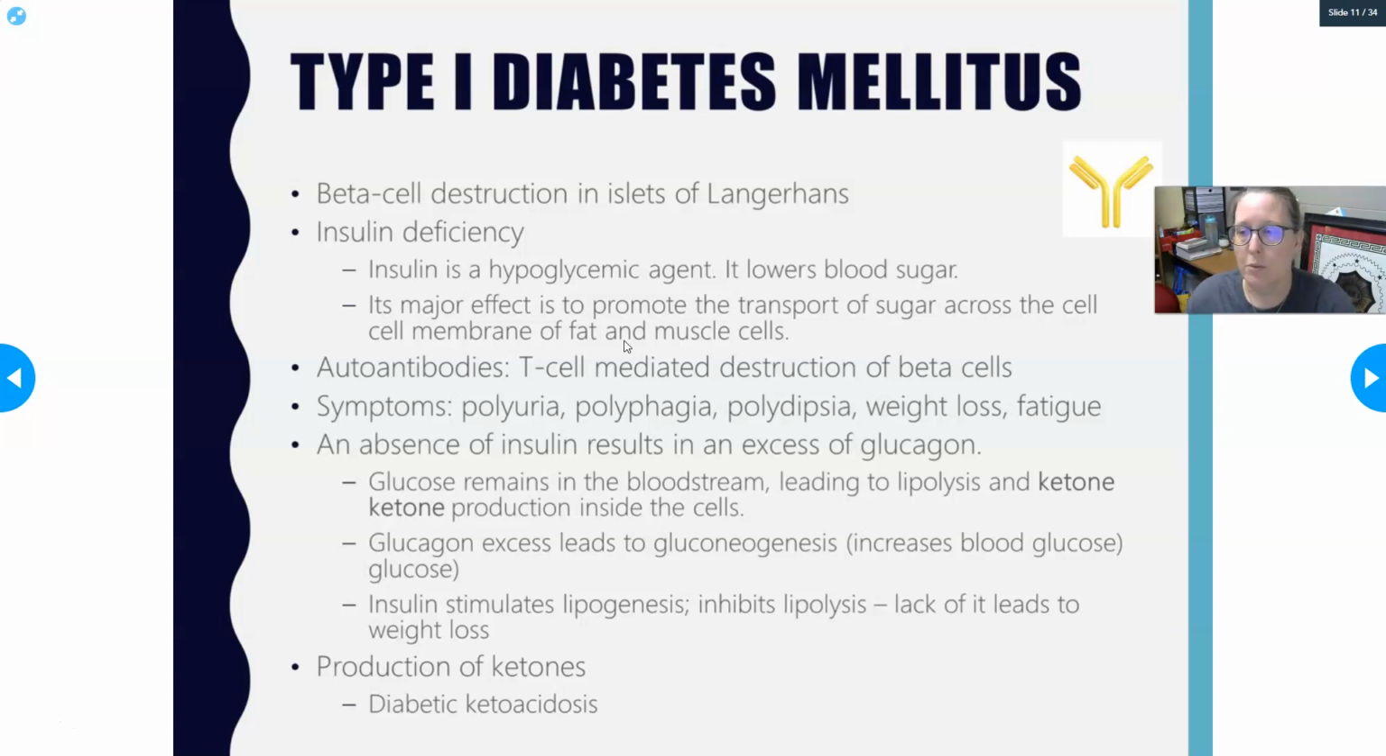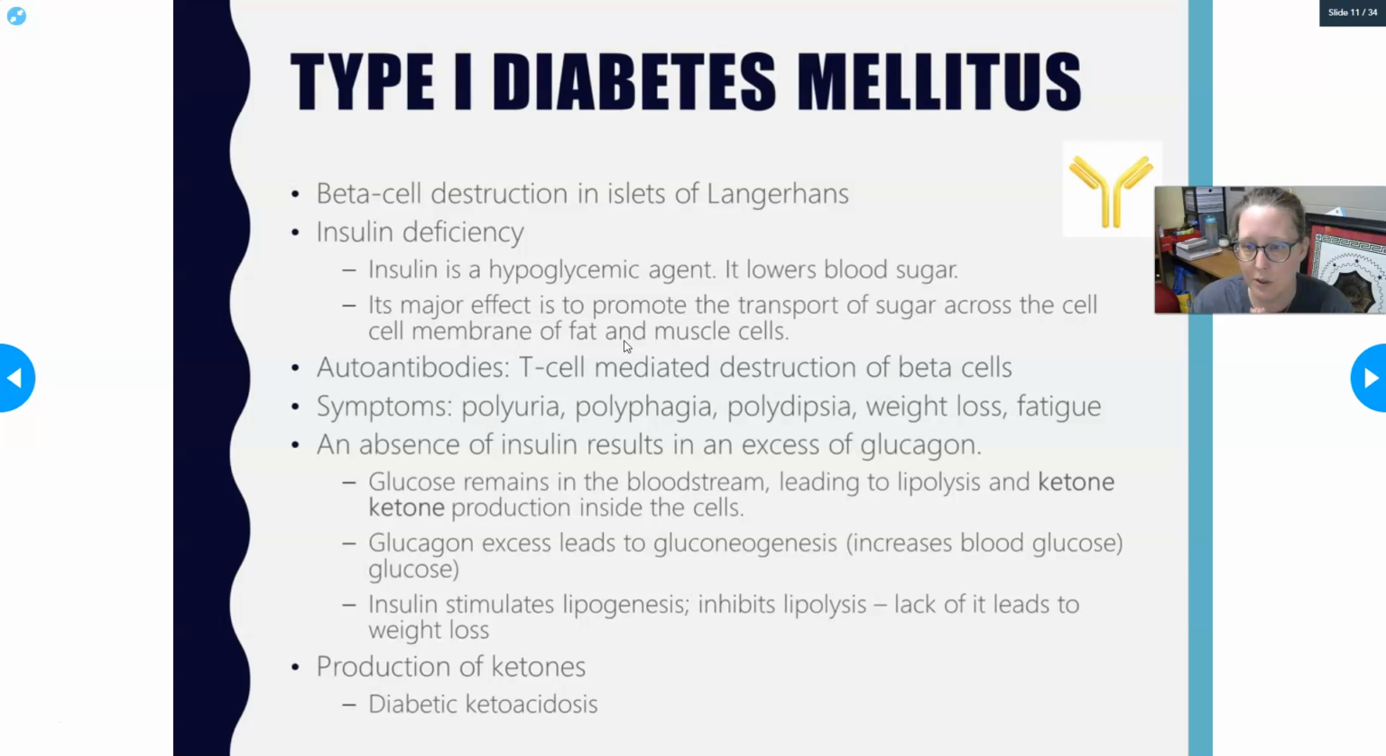And this is part of the normal mechanism. With no insulin present, there's no insulin to dock on the receptor, and therefore there are no glucose transporters carried up to the surface of the cells, and so glucose does not get inside the cells. There's plenty of glucose outside the cell, but it's just not getting inside the cell. The autoantibodies are going to be T-cell mediated destruction of beta cells is basically what's going to happen. So it's really a cytotoxic reaction.